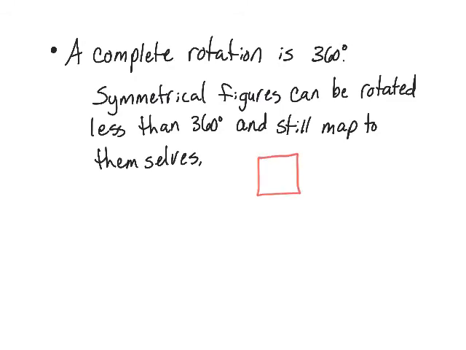If I have a square, I know I can spin it all the way around and it's going to look like itself. It won't let me rotate it, let me move it, but I can't rotate it. But I could rotate it just a quarter of the way, and it would still look like itself. So mapping to itself, for a figure to map to itself, it means you can rotate it about its center and it would look exactly like the original.